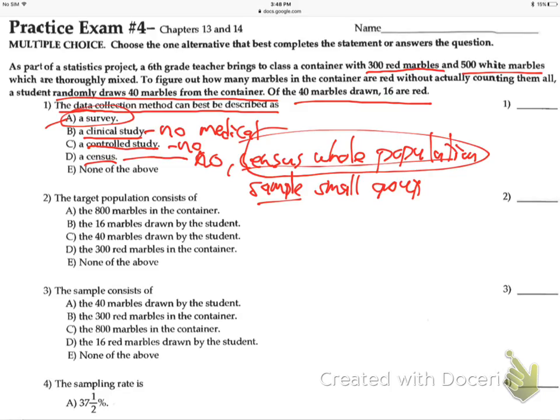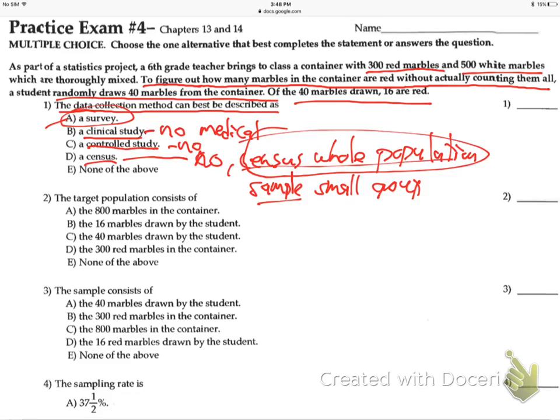Part of the trick on these questions is the reading. Look what they want to do. Those words matter. That tells you why they're doing what they're doing. To figure out how many marbles in the container are red without actually counting them all. So that's why it's not a census. Now we know, because we've been told, 300 are red, 500 are white. But they don't know. And they're taking a little sample. They just took out 40, 16 were red. That's like grabbing fish, how many have tags, or asking some people who they're going to vote for, to get an idea of the whole. A sample is to tell you about the whole.